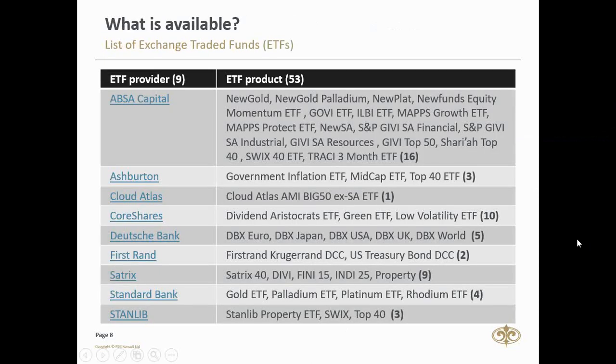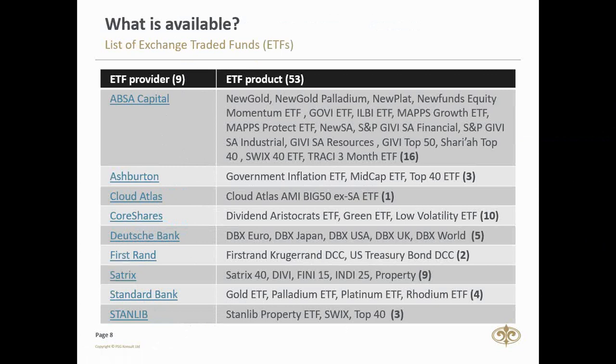this is just a list of the ETFs available. You can see there are 9 ETF providers. You can see they're all mainly banks. When I say Core Shares, it's the old Grindrod Bank, but Ashburton is related to the old RMB, Standard Bank, Satrix, Sanlam. So there are 9 ETF providers. And on the ETF side, they've got 57 different products now. So yes, it gets a bit tricky when it comes to their names.